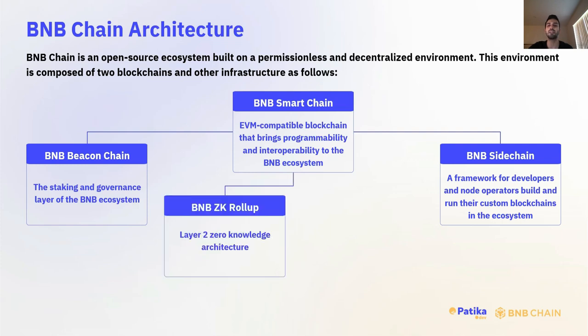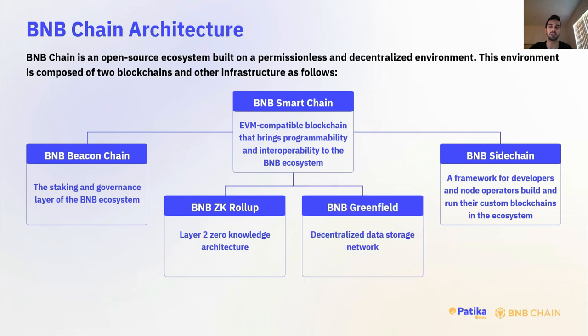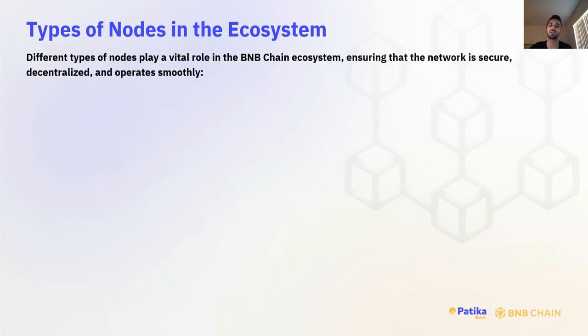We have BNB ZK rollup under the BNB Smart Chain, which is a layer 2 zero-knowledge architecture. This layer 2 zero-knowledge architecture and ZK BNB built on it allow for larger scale applications with higher throughput and much lower transaction costs. BNB Greenfield introduces an entirely new structural and economic paradigm for data in the Web3 era. The ownership, usage, and monetization of data are now possible first and foremost for users as well as participants in the BNB Chain ecosystem.